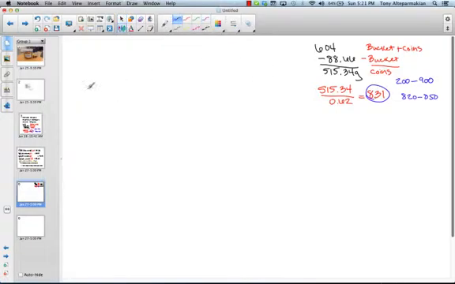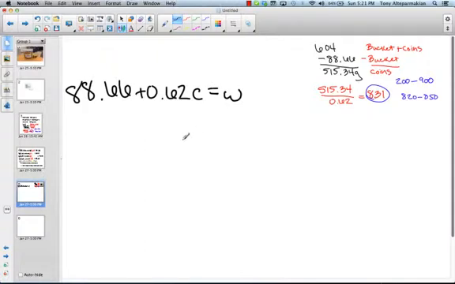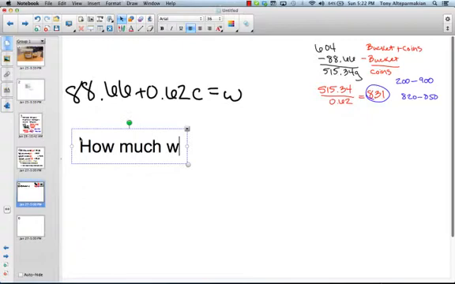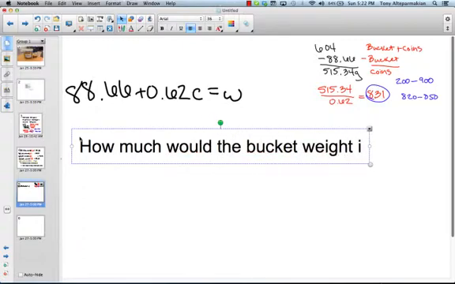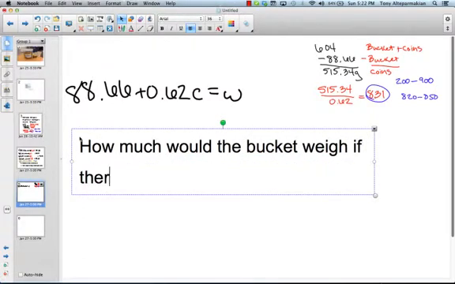But now let's look at our equation and how it relates to the math that we just did. We're going to take the equation that you just wrote, which is 88.66 plus 0.62 times C is equal to W. And we can answer a couple of really good questions about this that might pop up, such as, for example, how much would the bucket weigh if there were, let's say, 541 coins in it?